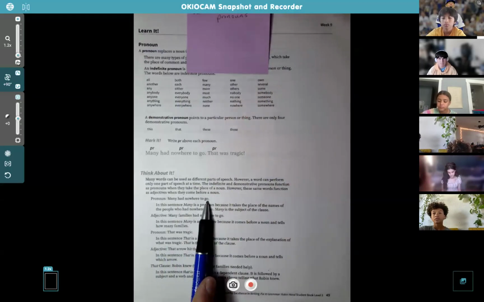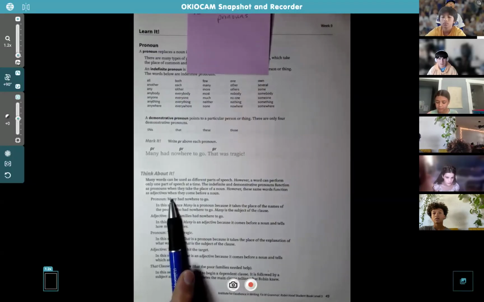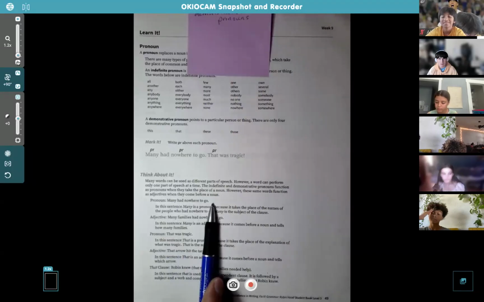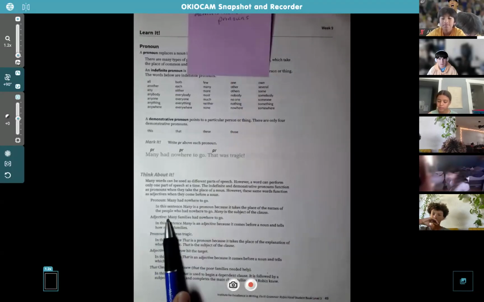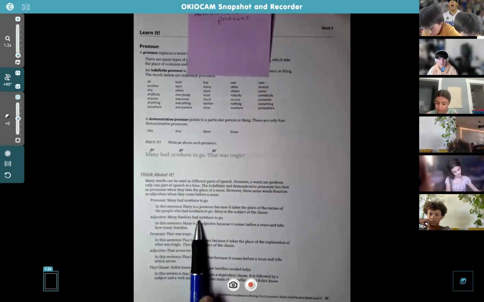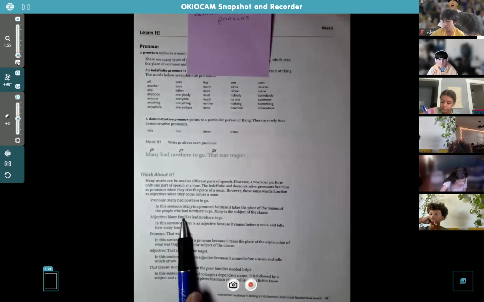Many had nowhere to go. That word many is referring back to a group of people before this sentence. Many had nowhere to go. Here it's used as an adjective, many families. See how it has a noun right next to it? Families. Many families had nowhere to go. So now it's an adjective. It's no longer a pronoun. Many families. Okay, see the difference there?